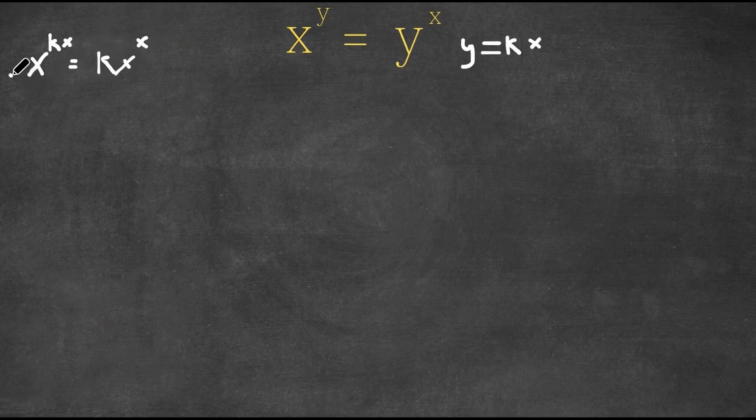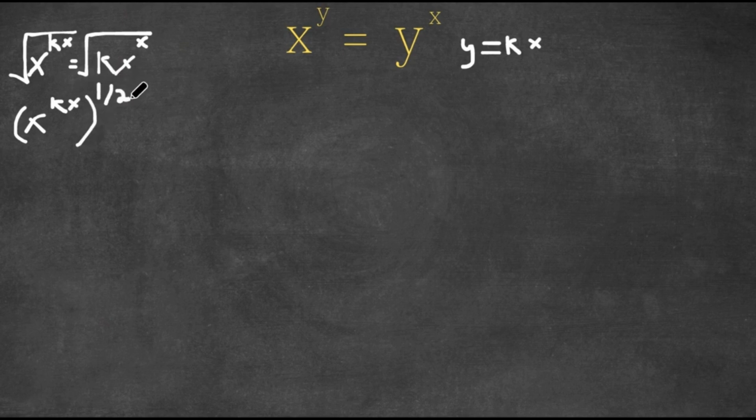Now what I'm going to do is take the square root on both sides. And this is the same thing as taking the power of 1/2 on both sides. So this is the same thing as x to the power of kx, to the power of 1/2, and this is equal to kx to the power of x, to the power of 1/2.